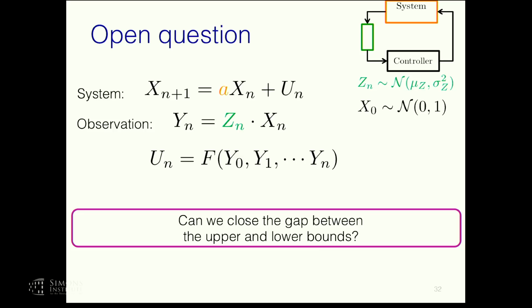But what I think is a really interesting open question is that this converse bound that we have and the achievability are really quite far off. And a really interesting question is, well, can we close this gap? The problem is so simple to write down, but we do not know what the optimal control strategy is for this kind of system.